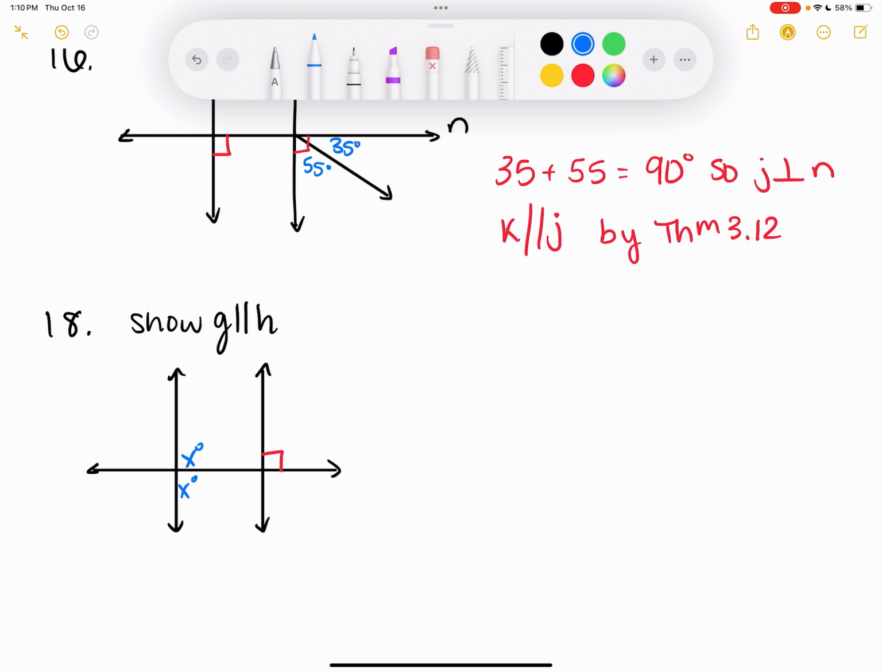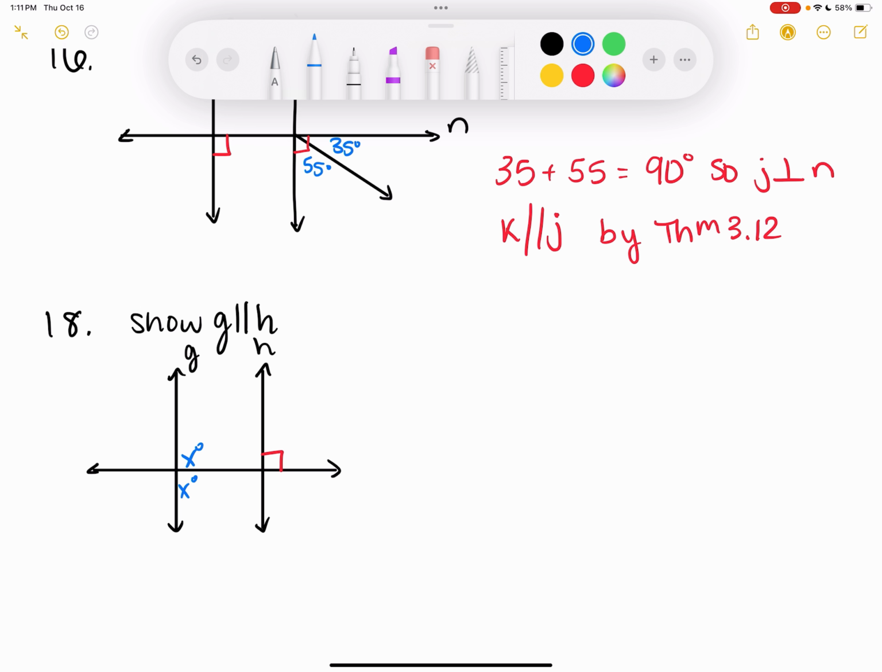So I'm trying to show that G is parallel to H. So something that I do know at a minimum. Oh wait, I guess I should label these lines so we can see what's what. This is G and this is H. The transversal doesn't have a name on this one. Okay, so I'm trying to show that G is parallel to H.